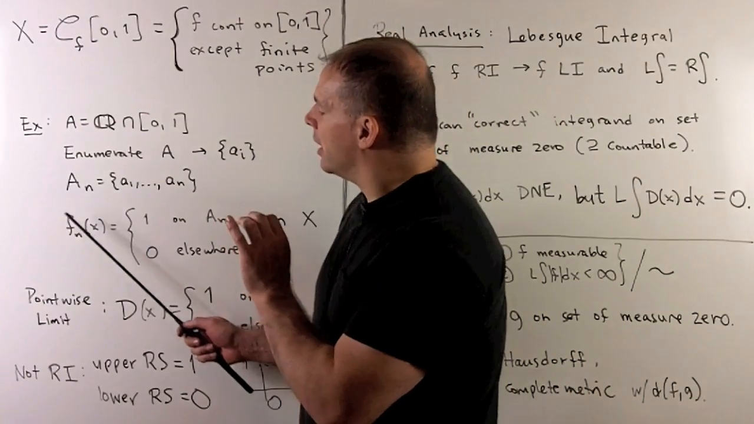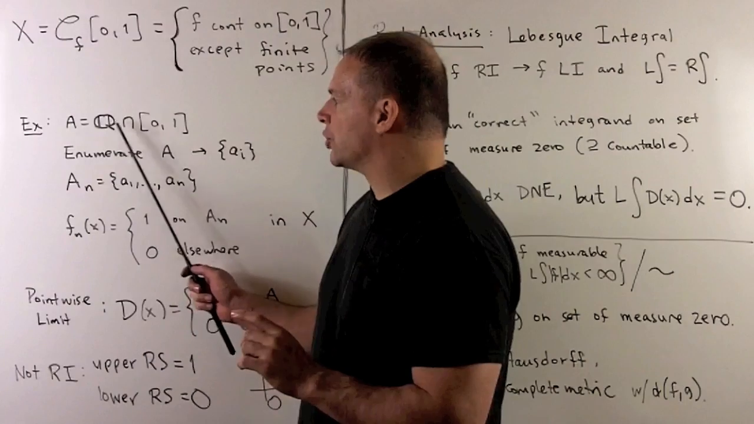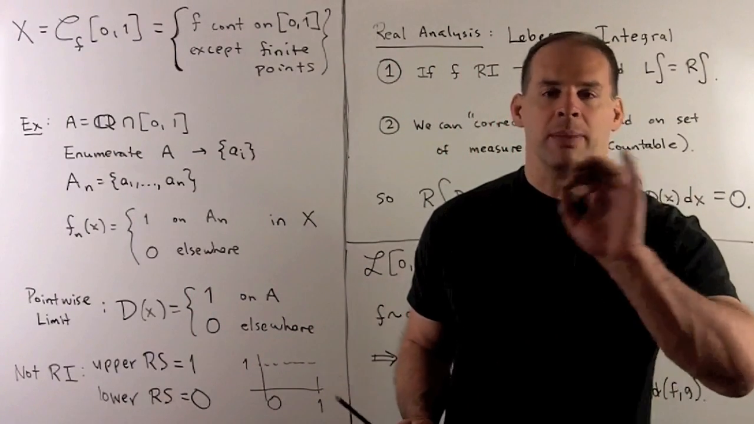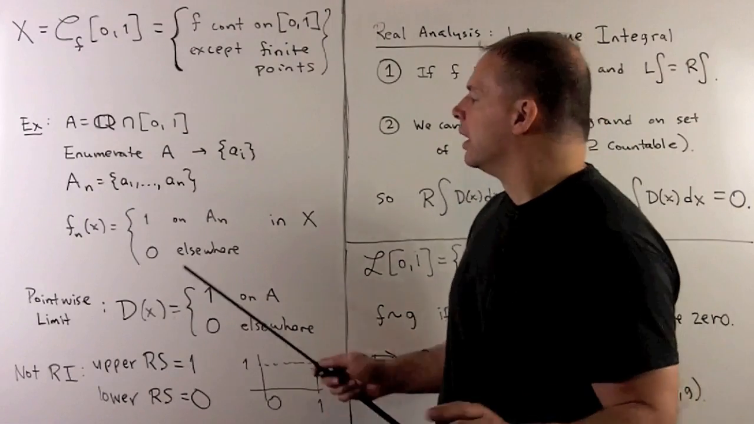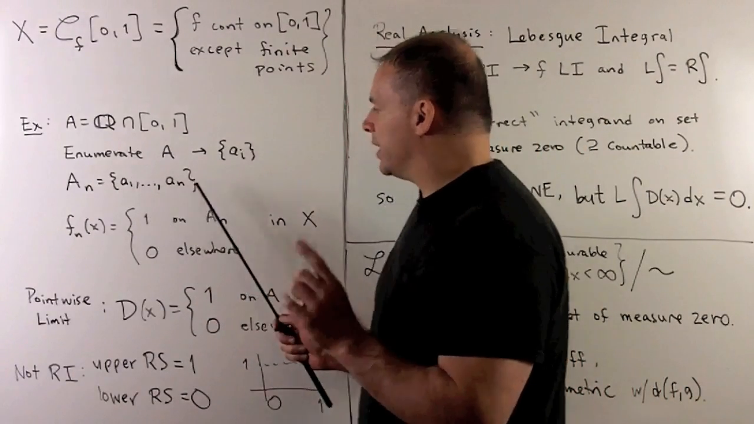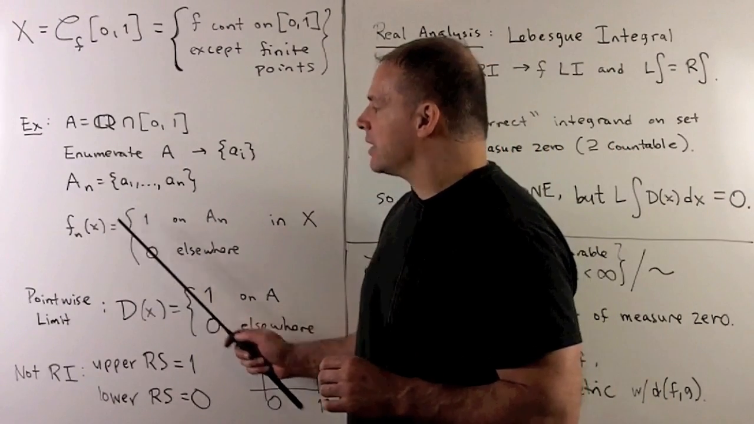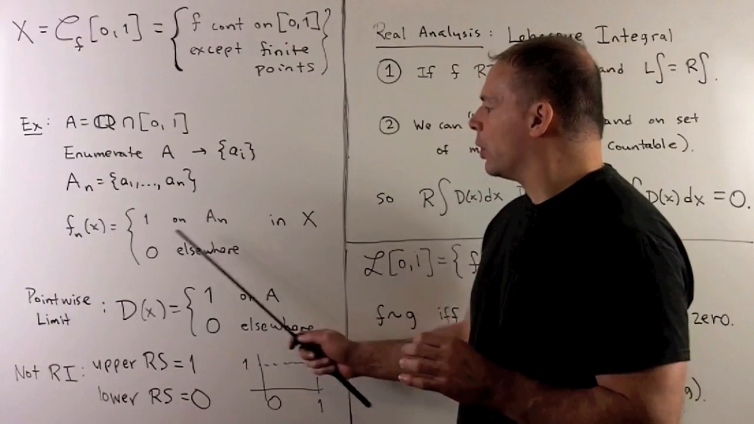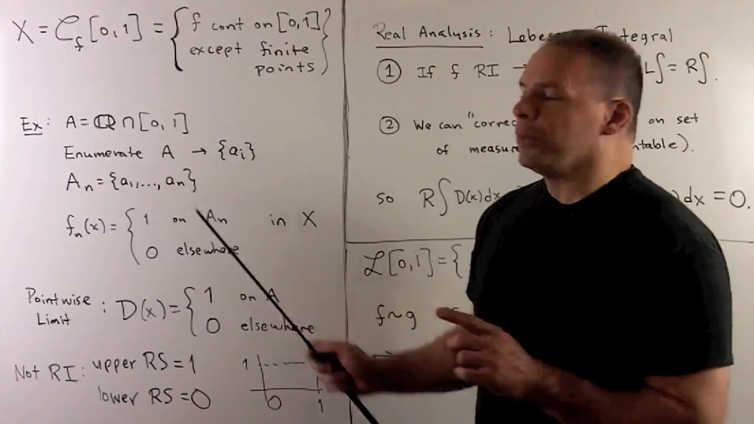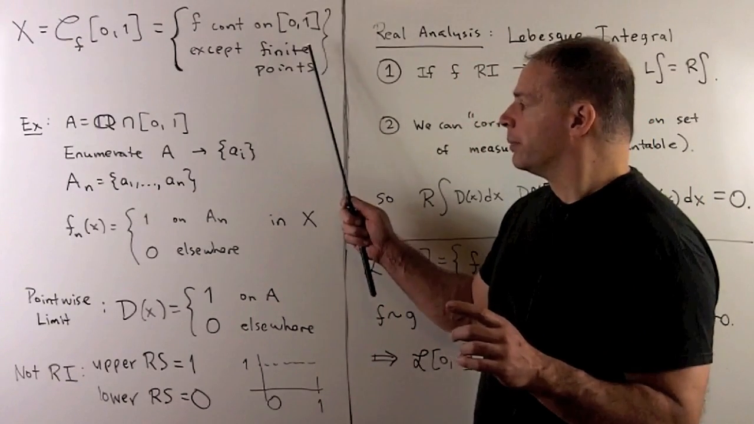So I'm going to set up a sequence of functions. I'm going to start with the set of rational numbers in our interval. I'm going to enumerate them, so I'll just list them as a sequence, a sub i. And I'm going to call the subset of a sub n, as a1 through a sub n. Then I'm going to define f sub n of x equal to 1 on a sub n and 0 elsewhere. Note, this is 0 with a finite number of discontinuities, so it's in our space.